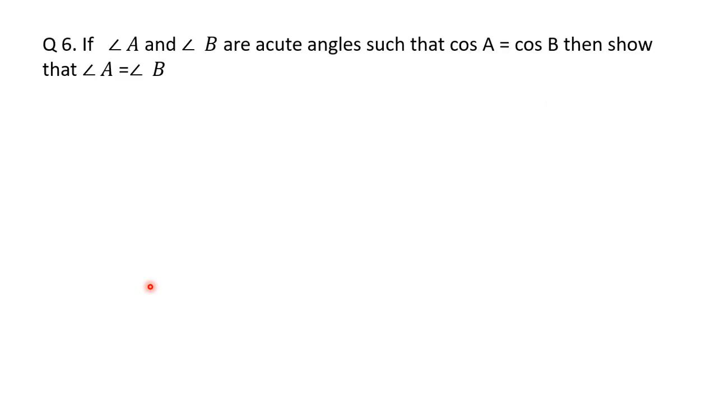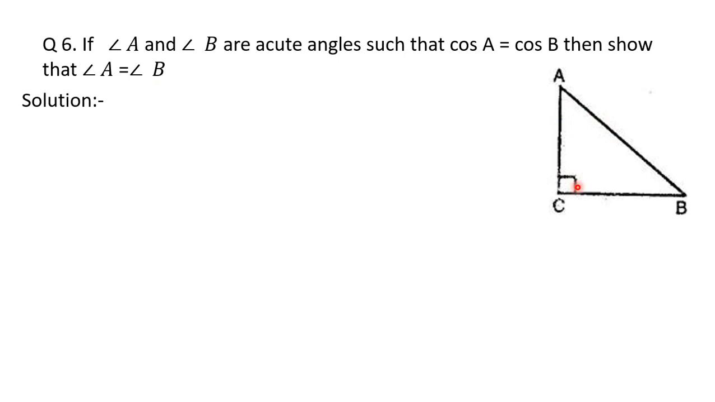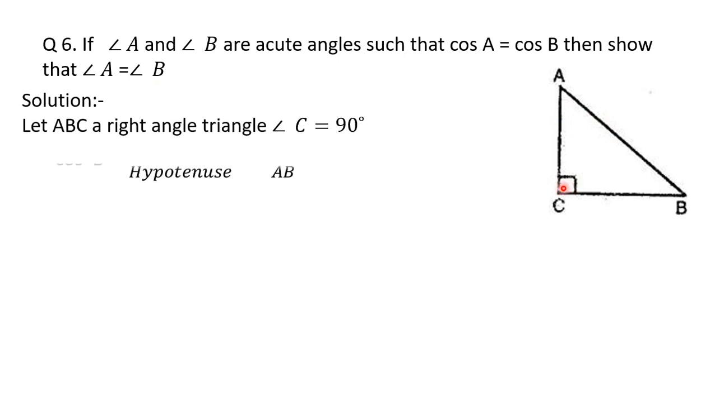Take question number 6. If angle A and angle B are acute angles such that cos A is equal to cos B, then show that angle A is equal to angle B. So let a triangle be given with angle C as 90 degrees, and angle A and angle B are the acute angles, and we are given cos A is equal to cos B. That means we have to write the ratios for the cos.